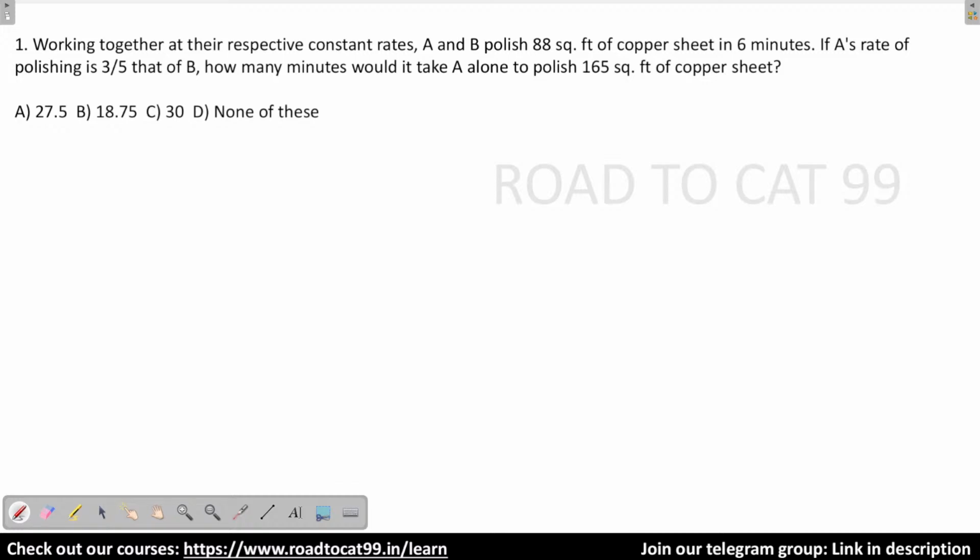So let's start the question. This is the official question. Memory based, but official. Working together at their respective constant rates, A and B polish 88 square feet of copper sheet in 6 minutes. So in 6 minutes, A and B together polish 88 square feet of copper. Right. So can I say that A plus B in 1 minute complete 88 by 6, or 44 by 3.